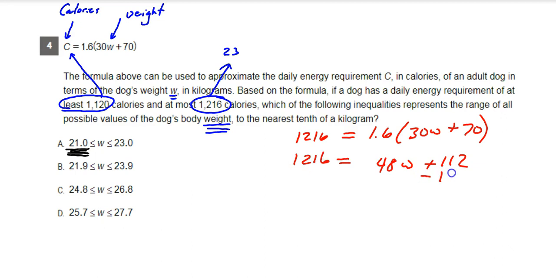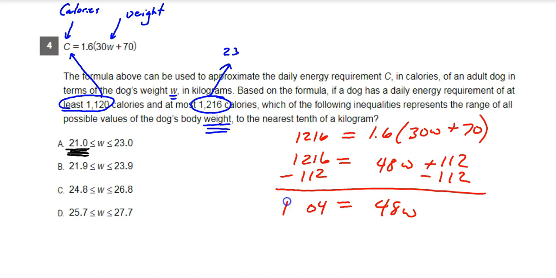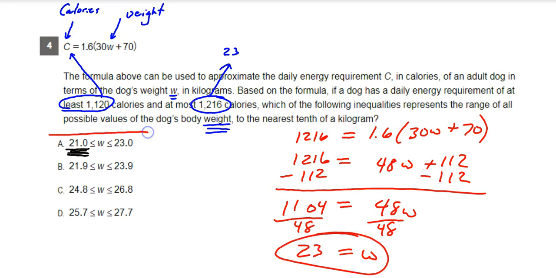So I'm going to minus the 112 from both sides. Minus 112, minus 112. And basically I get 48W equals, that's 04, so that'd be 1104. Divide both sides by 48. And we get 23. So we verify that, yes, this is the correct range for the dog's weight in kilograms.